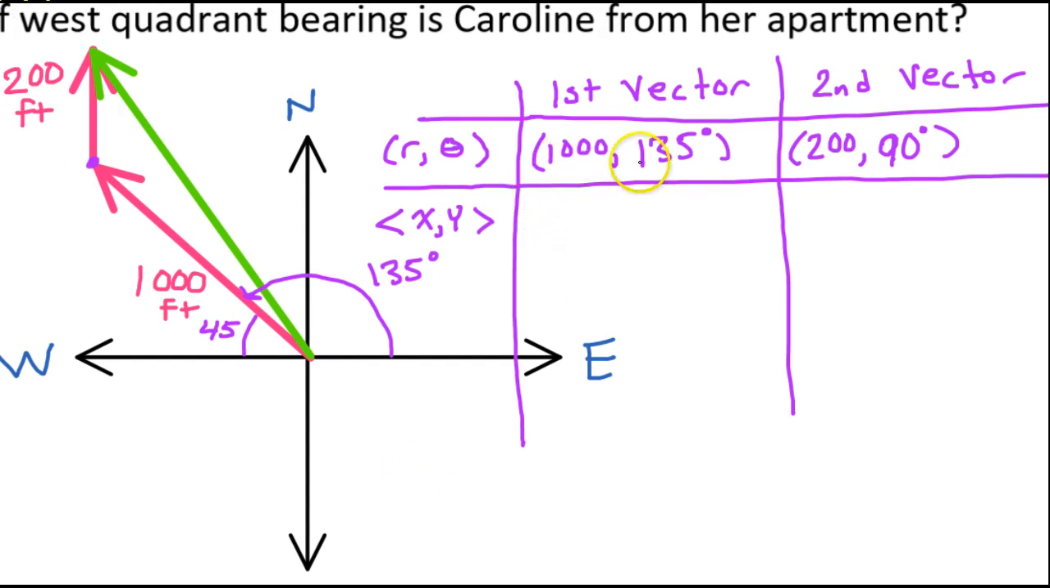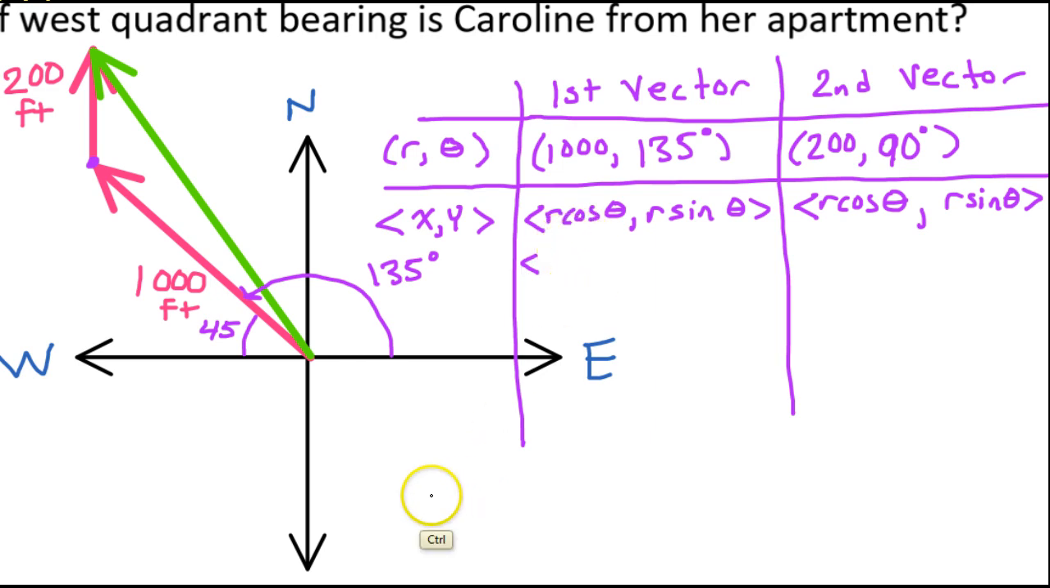Now let's turn this magnitude and direction into component form for each vector. The way we do that is r cosine theta for the horizontal component, and r sine theta for the vertical component. We're going to do that for both vectors, r cosine theta and then r sine theta. This might be hard to fit because the numbers are so big.